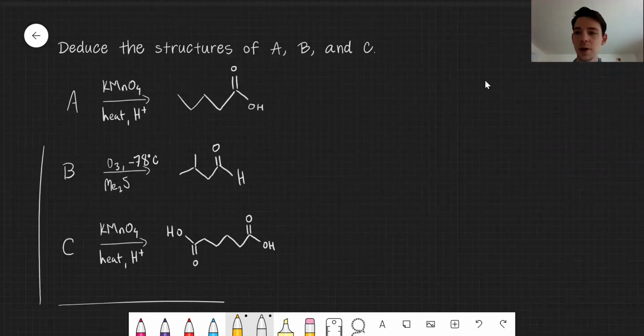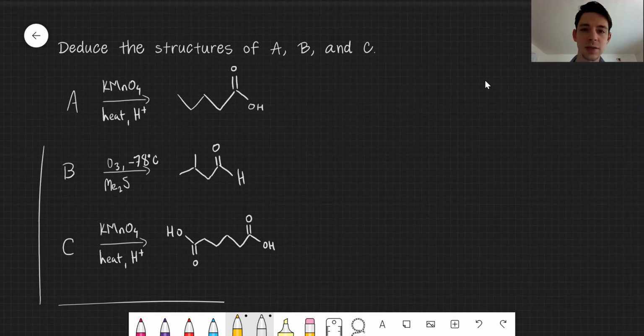Hello everyone. Today we are going to do some practice problems involving the oxidation reactions of alkenes. Oxidation reactions involving alkenes can be used to actually identify the position of a double bond in an alkene, or it could be used to produce a new functional group such as an aldehyde, an alcohol, or a carboxylic acid. So let's have a look at a few problems.